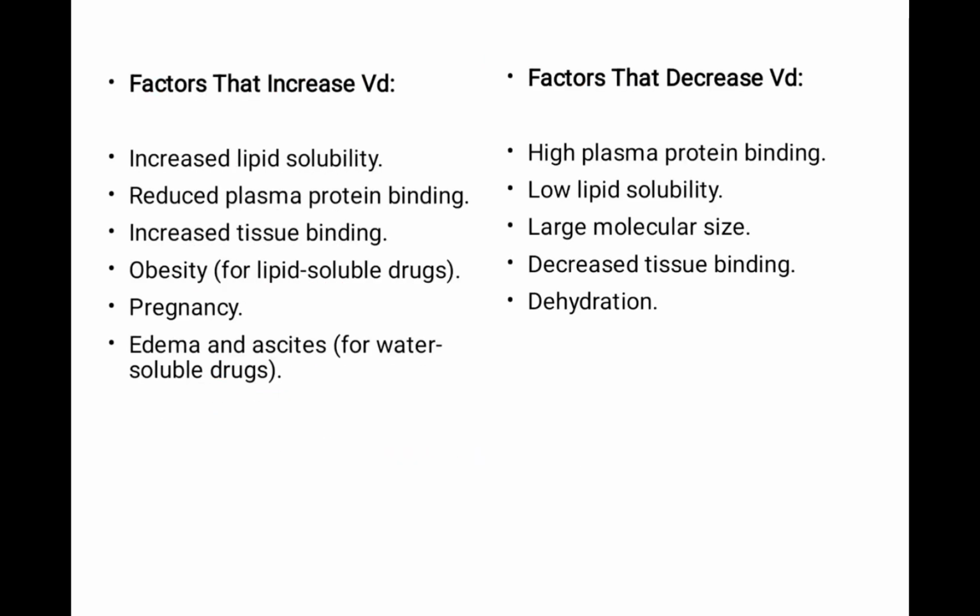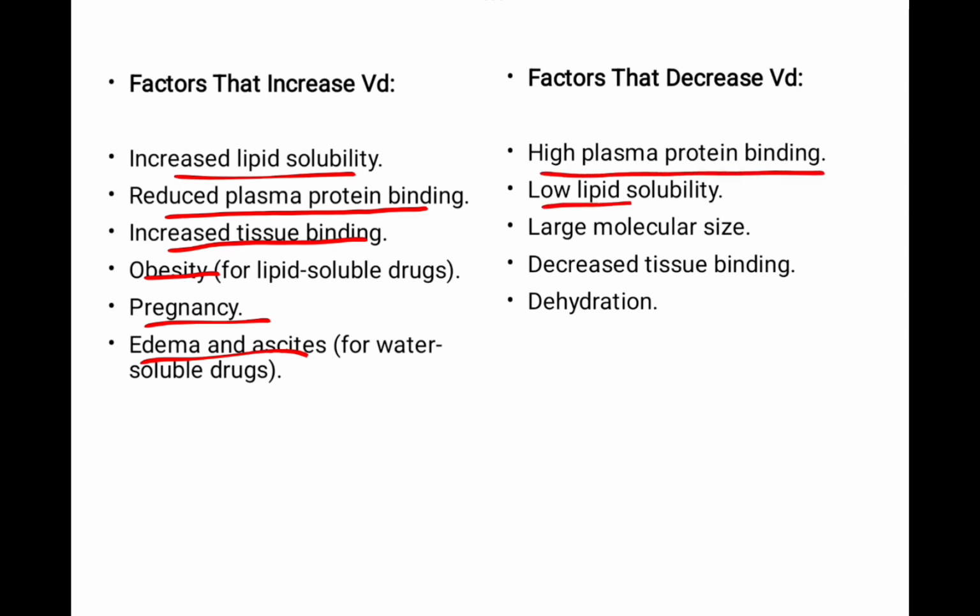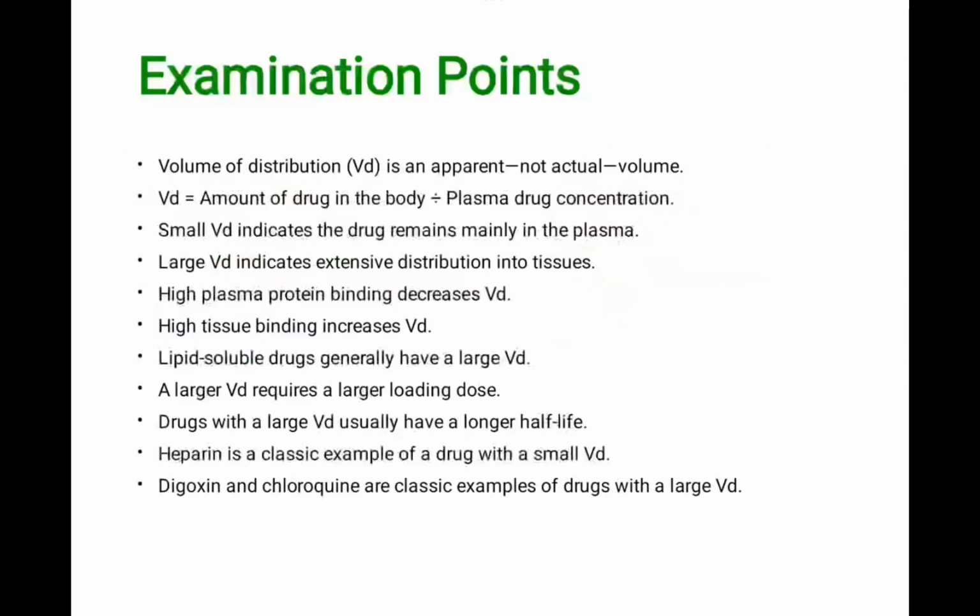What are the factors that increase volume of distribution? Increased lipid solubility, reduced plasma protein binding, increased tissue binding, obesity for lipid soluble drugs, pregnancy, edema and ascites for water-soluble drugs. While factors that decrease volume of distribution: high plasma protein binding, low lipid solubility, large molecular size, decreased tissue binding, and dehydration. Remember, we talked about hydration status earlier.